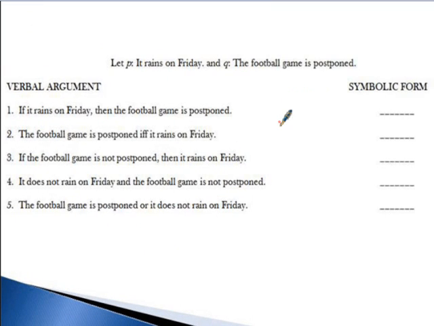So let's try some practice. If it rains on Friday, then the football game is postponed. Well, P is it rains on Friday. Q is the football game is postponed. When we have if and then, that means it's a conditional statement, and this goes in that same order. This can be simply written as symbols with P, arrow, Q. Let's do one more, and then you're going to try something.